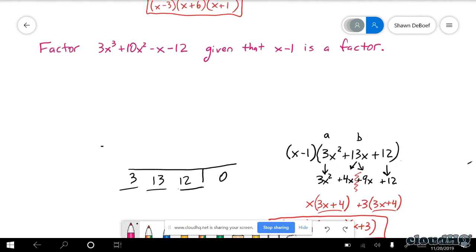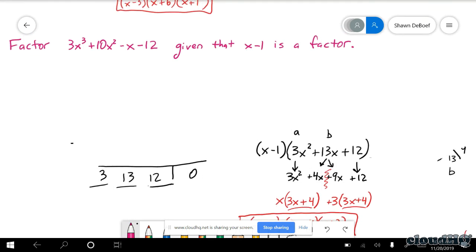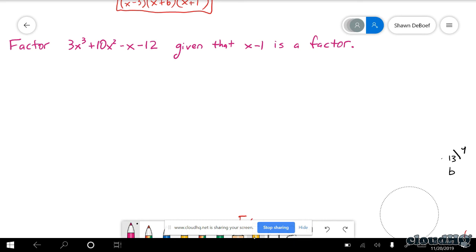Let me erase some of this down there, but there's your next problem. Will you usually be given the factor? For now, yes. So factor 3x cubed plus 10x squared minus x minus 12.